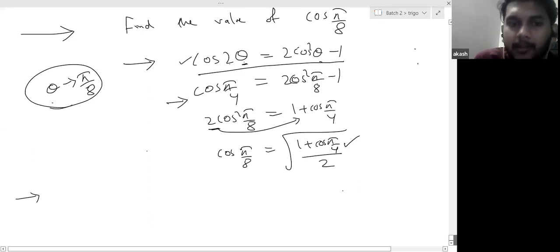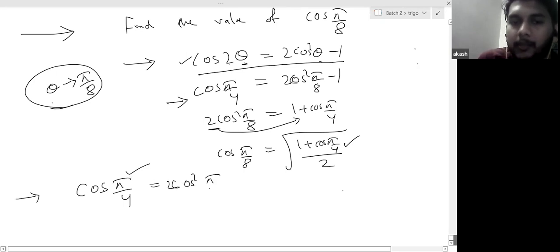Or look at it in this way. I told you what is half angle formula. If this is cos 2 theta, then in 2 cos square theta, theta is half of this angle. Half of this angle is pi by 8. So 2 cos square pi by 8 minus 1. All right.